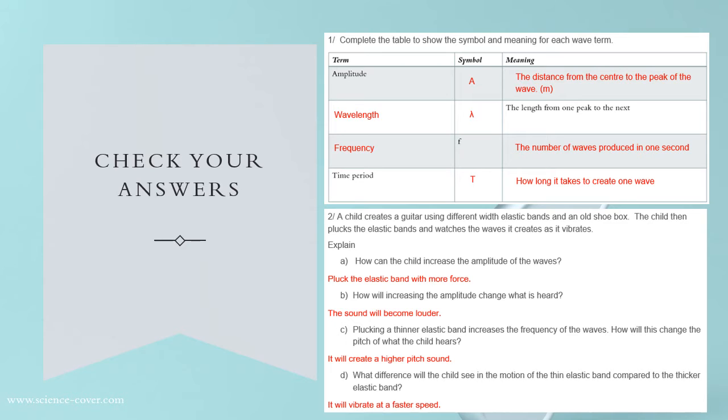In question 2, a child created a guitar using different width elastic bands and an old shoebox. The child then plucks the elastic bands and watches the waves it creates as it vibrates. Explain how the child can increase the amplitude of the waves. They can pluck the elastic bands with more force. How will increasing the amplitude change what is heard? The sound will become louder.